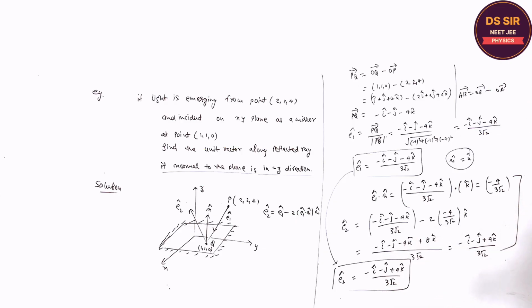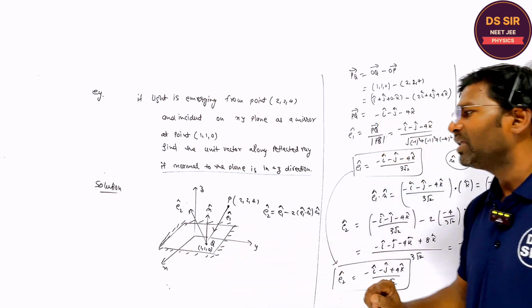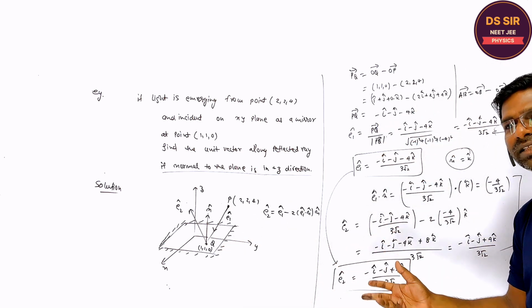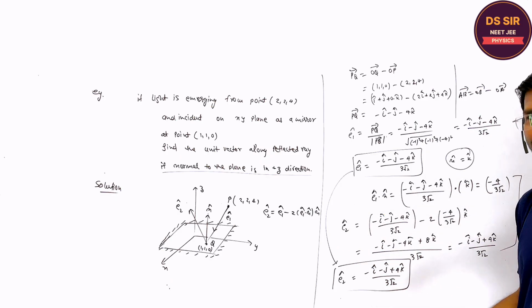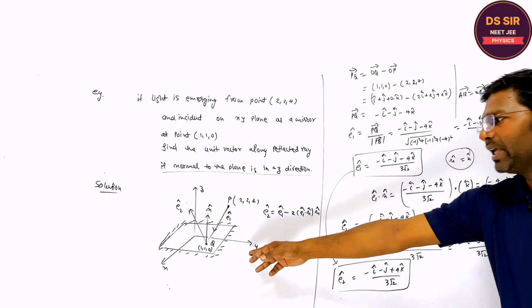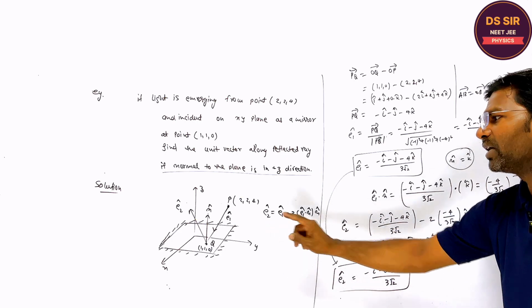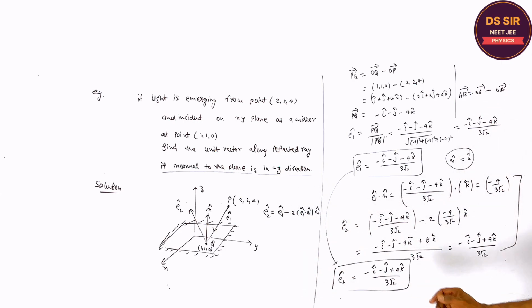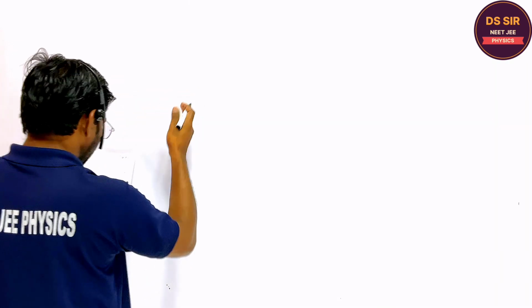So directly you can write, but this shortcut is valid only if the mirror plane is placed in the xy plane, yz plane or zx plane. If the reflecting surface is different, not like this, then you have to apply this formula to find the reflected ray, right? Copy this. So read this question, right?